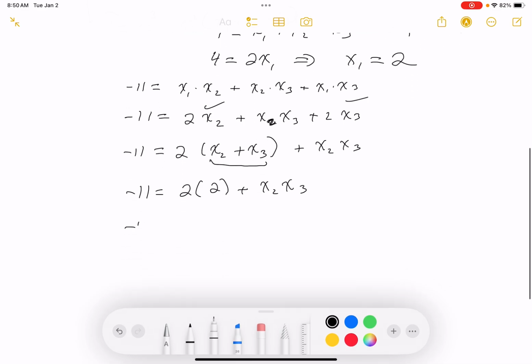And what do you get there? Minus 11, that's 4, plus x2, x3. So we get minus 15 equals x2, x3. All right. I got to think now.